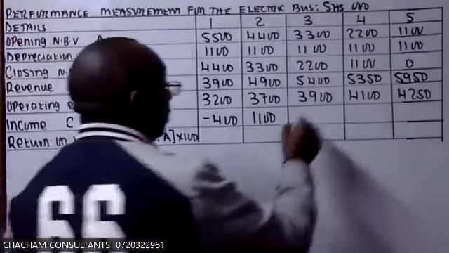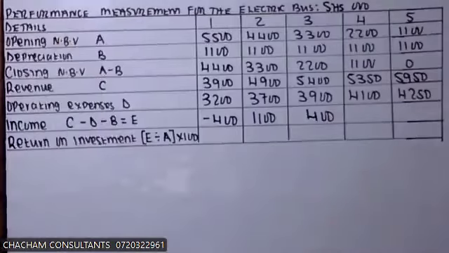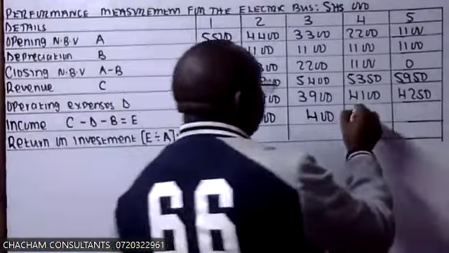$400. Haya, hiyo ingine, 5350 minus 4100 minus 1100. Is 150.